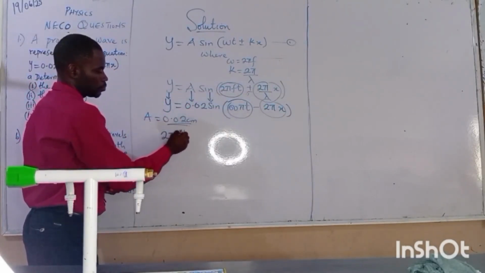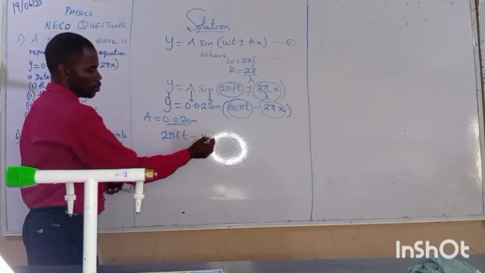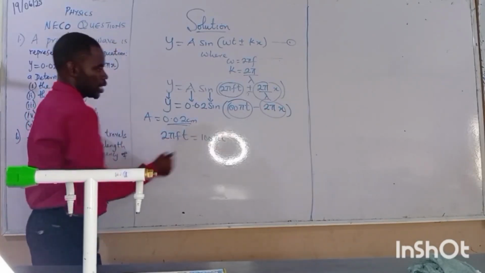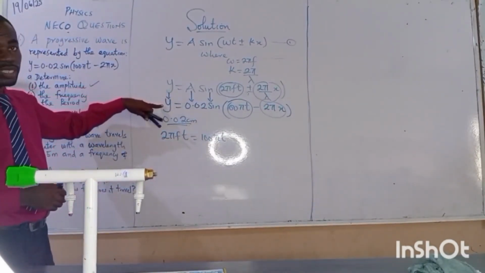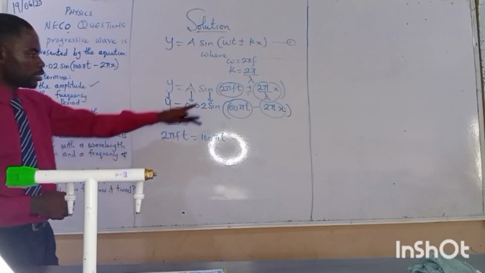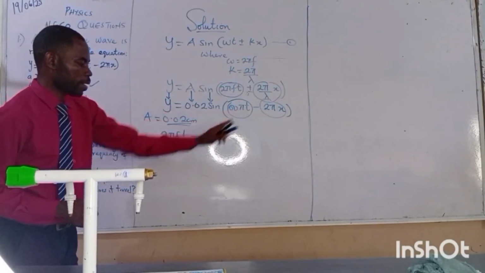I have 2πft equals 100πt. You can see I have linked the two equations, the equation I generated and the equation given to us in the question. I am linking them together now. And now I have 2πft and I have 100πt.